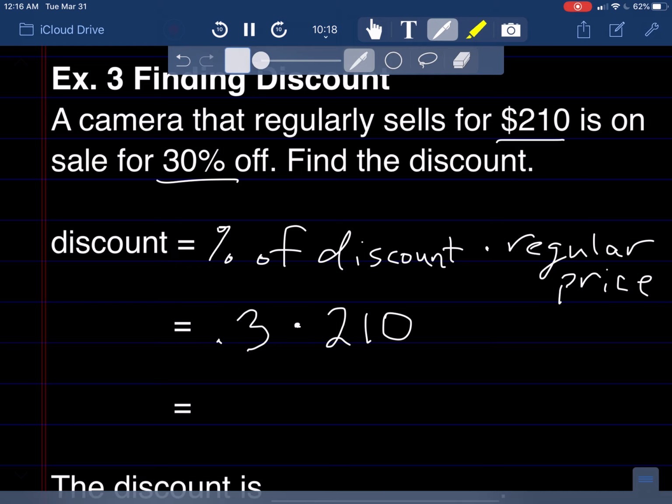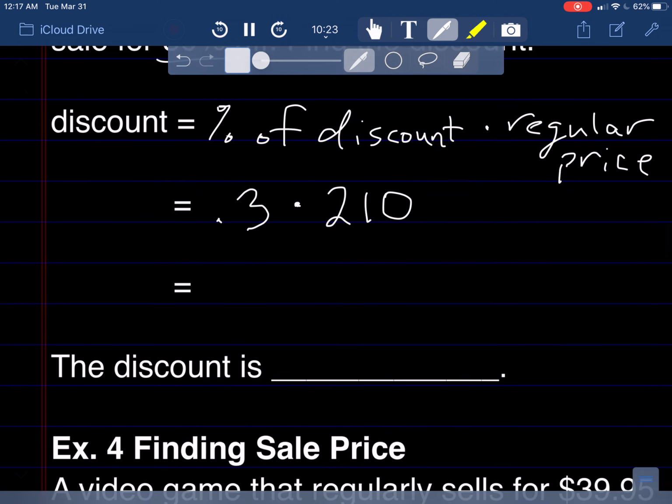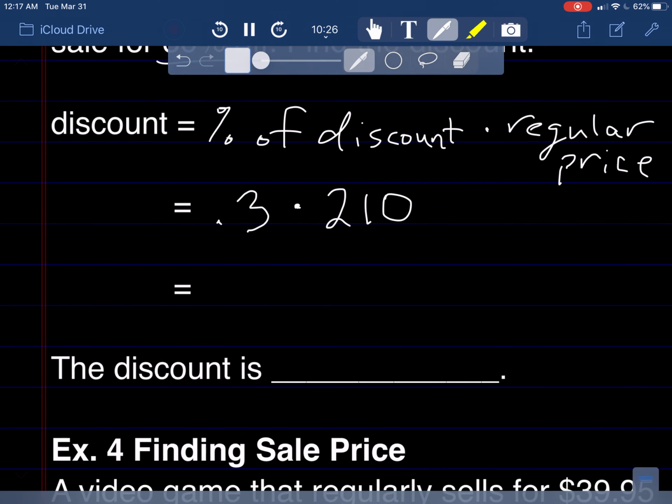Okay, so take out your calculators, take out your scratch paper, whatever you're going to use, and multiply that 0.3 times 210. So hopefully you paused the video and took time to do that. So 0.3 times 210 should be 63. Okay, so hopefully you got 63. So our discount is $63. So the discount on a camera that costs $210 is that it goes down by $63.